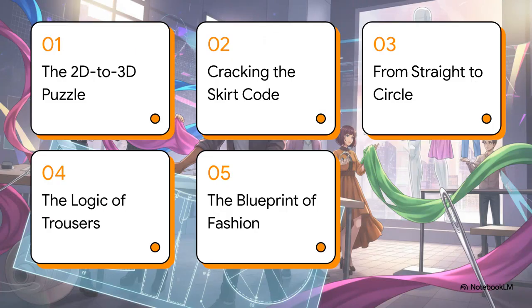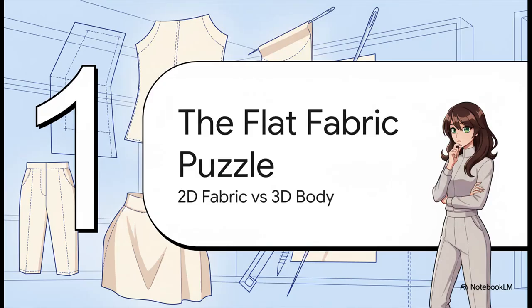Okay, so here's how we're going to break it all down. First, we'll tackle that basic 2D to 3D puzzle. Then we're going to crack the code of the simple skirt. From there, we'll see how you can go from a straight skirt to a full circle. Then we'll get into the logic of trousers, and finally, we'll see how it all comes together in the grand blueprint of fashion. So let's start with the most fundamental challenge every single designer faces.